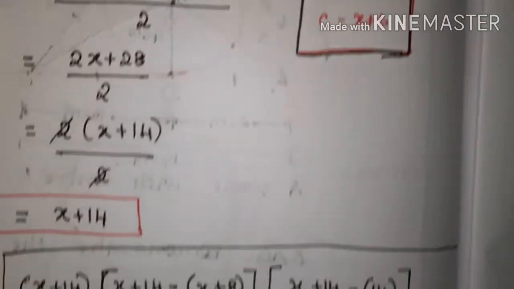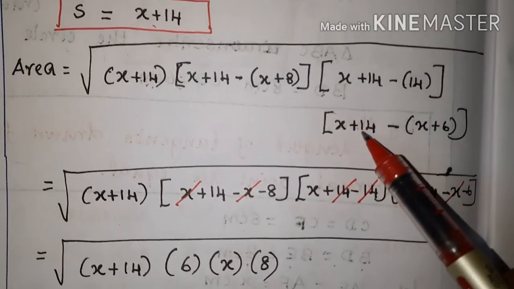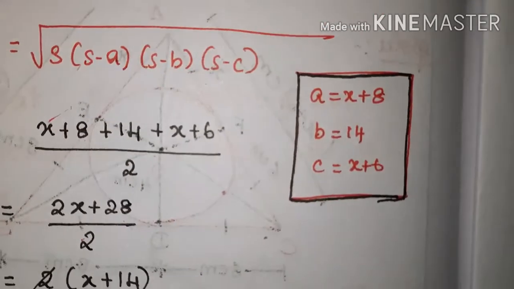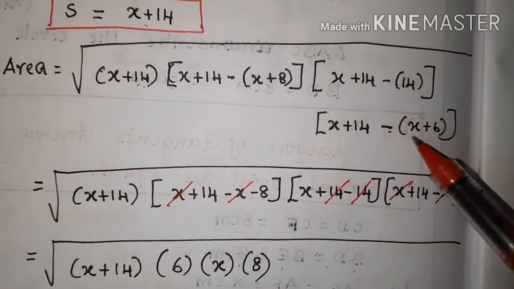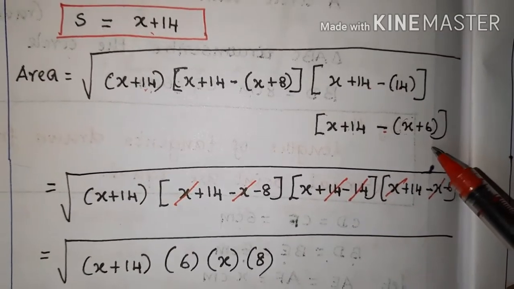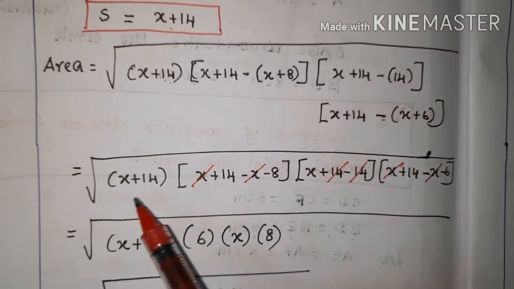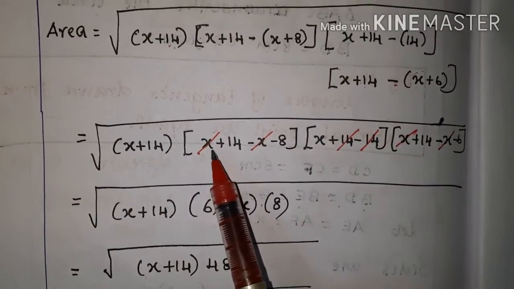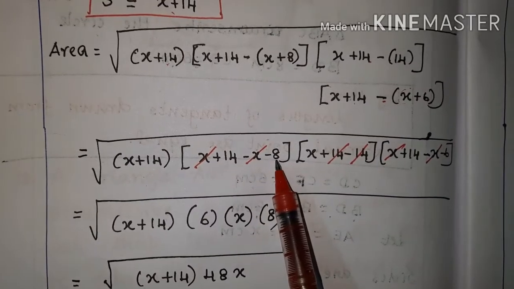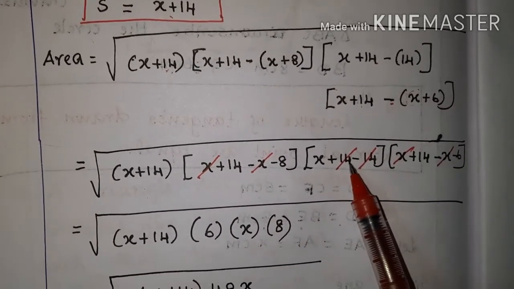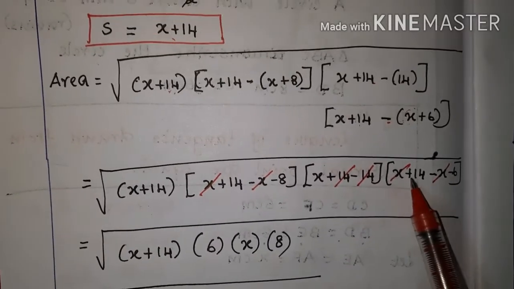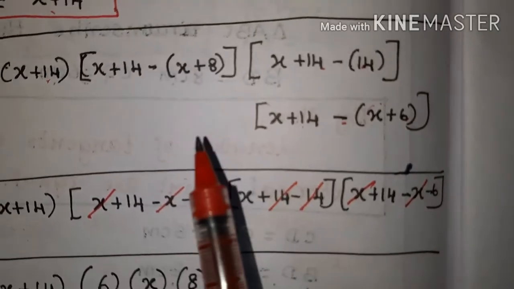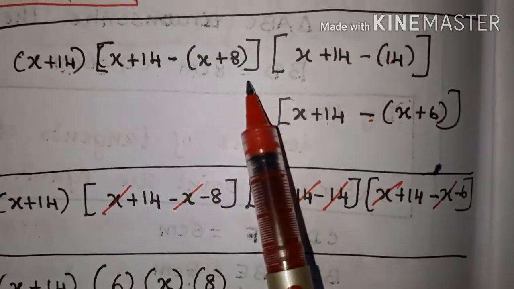And then next into S minus C. S is x plus 14 minus C, which is x plus 6. So you have applied it. Since there are two terms, you write it inside a bracket and now close the bracket. Now let's apply the minus inside. So the next step is square root of x plus 14 into x plus 14 minus x minus 8, and next x plus 14 minus 14, and next x plus 14 minus x minus 6. Minus is being applied. First we apply the formula, next we apply the minus inside.